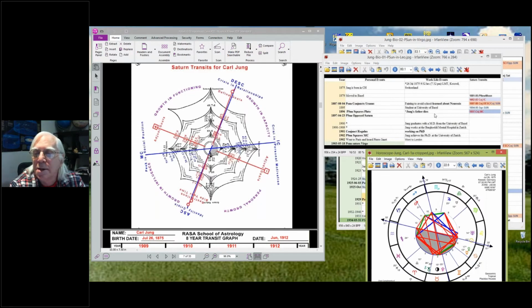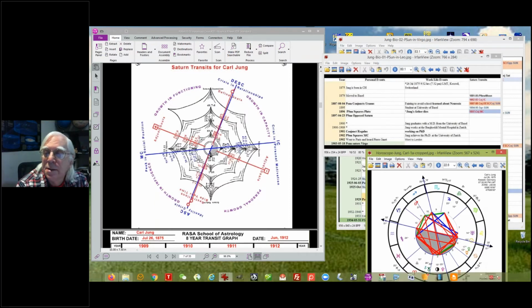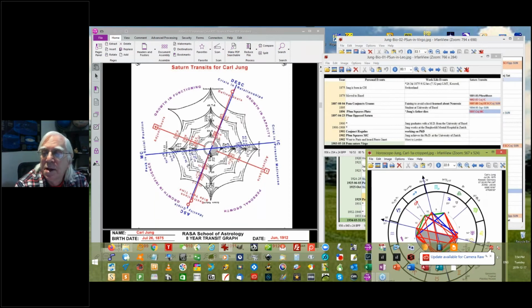His father died in 1896, 97, and then conjuncted his midheaven in 97. And it went along, and he graduated. He graduated in 1900, he graduated with Saturn up in the 10th house, and he got a job working at the Burghölzli Mental Hospital in Zurich, and he continued working on his PhD there. So that he achieved it.